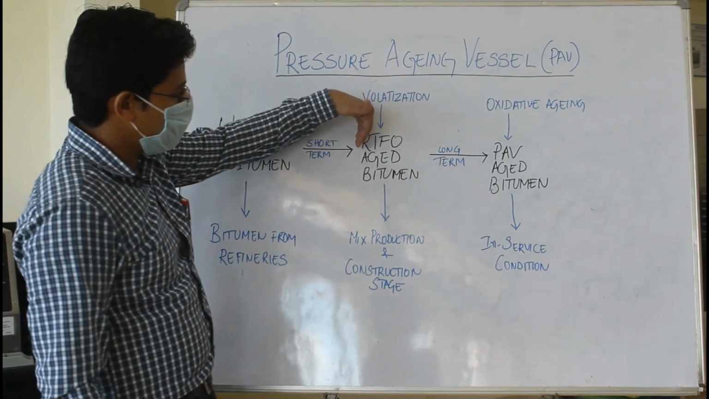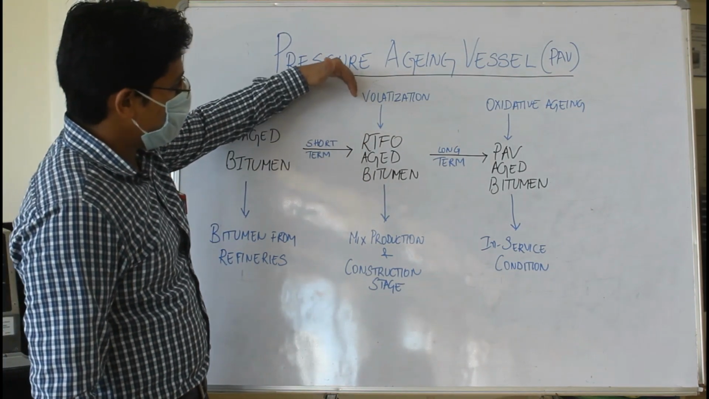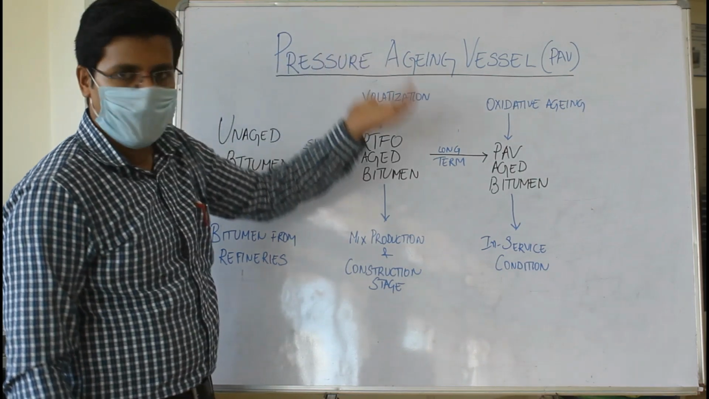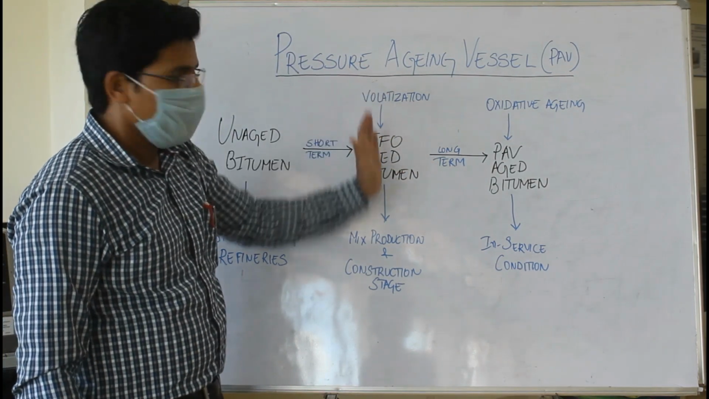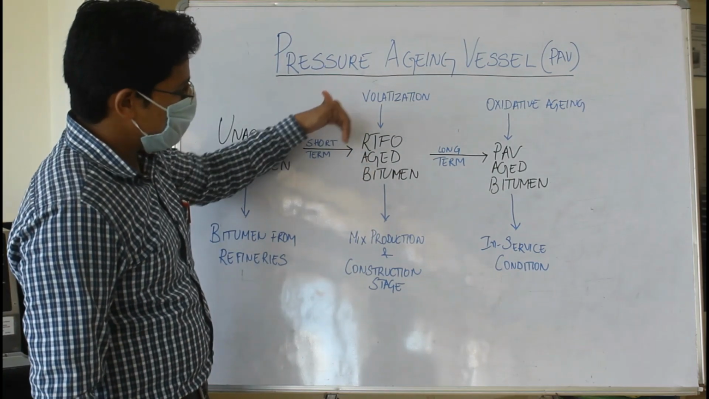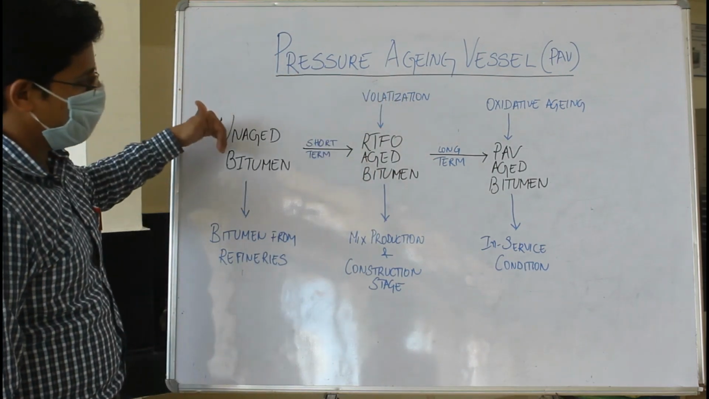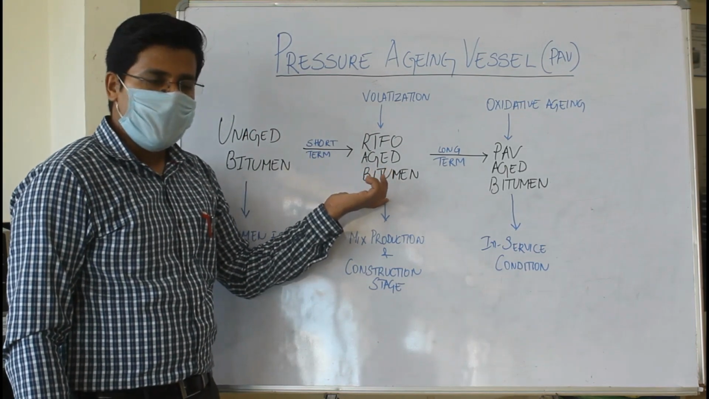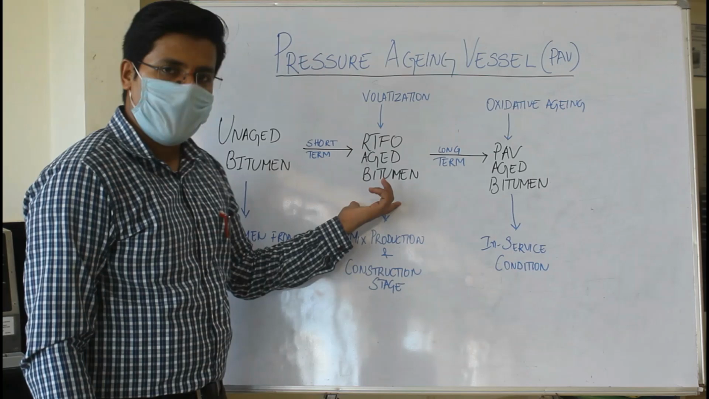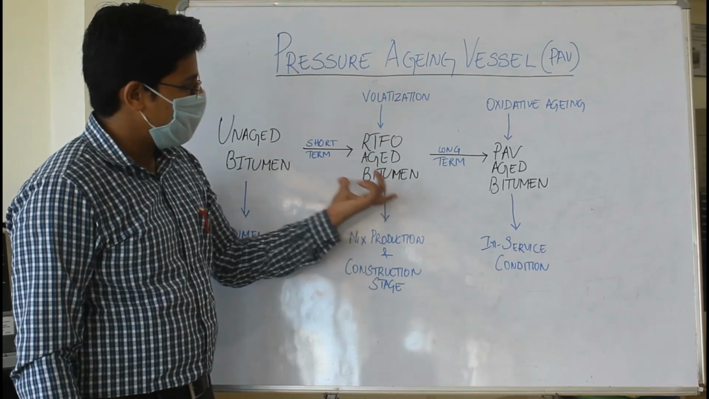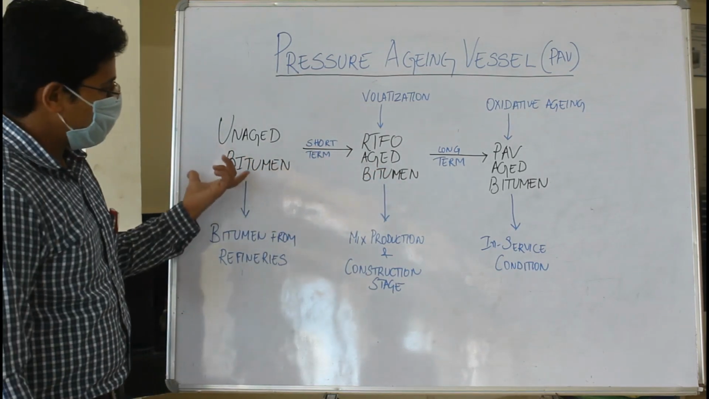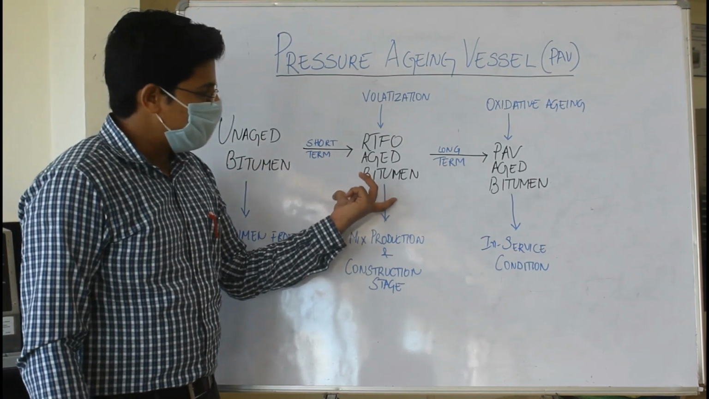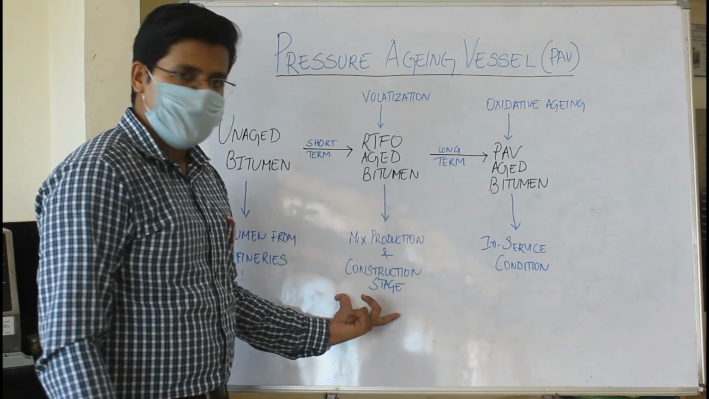Now this RTFO aging is mainly due to something called volatilization. The volatile components escape from the bitumen, and the bitumen becomes slightly harder compared to the unaged bitumen. In the previous RTFO videos, we saw that for PG 82-10 the viscosity was almost 10 times that of the unaged bitumen. This way the viscosity increases as we go from unaged to RTFO bitumen. This happens during the production and construction stage.